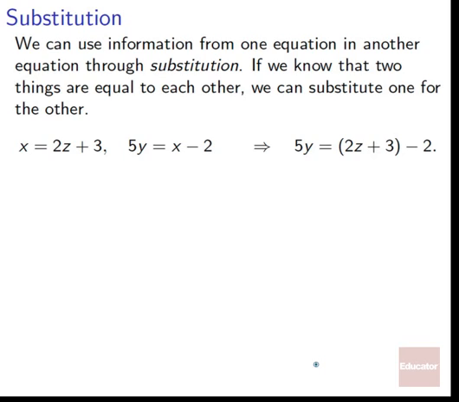Substitution. This is a really important idea in math. We can use information from one equation in another equation through substitution. If we know that two things are equal to each other, we can substitute one for the other. For example, if we know that x is equal to 2z plus 3, and we also have this equation that 5y equals x minus 2, well, we can go, oh, hey, look, right here, I've got an x, and I also know that x is the same thing as saying 2z plus 3. So we take this information and we plug it in for x. So that's what gets us quantity 2z plus 3 will replace that x, so we have 5y is also equal to quantity 2z plus 3 minus 2.